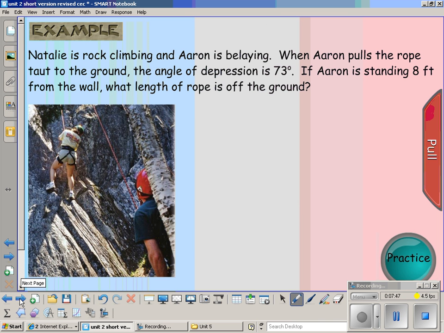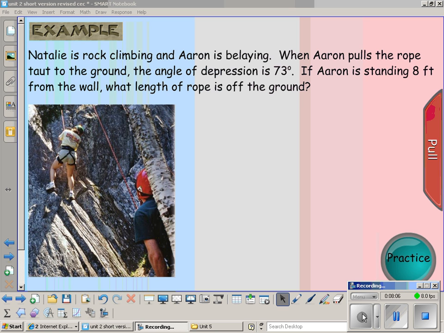In this one, Natalie is rock climbing and Aaron is belaying. When Aaron pulls the rope out to the ground, the angle of depression is 73 degrees. If Aaron is standing 8 feet from the wall, what length of rope is off the ground?